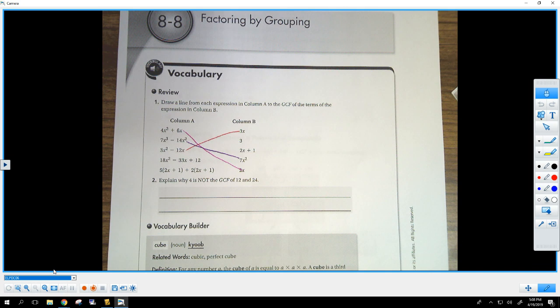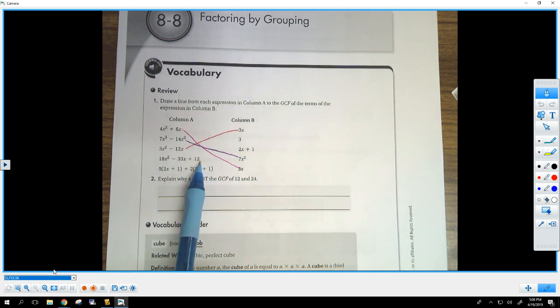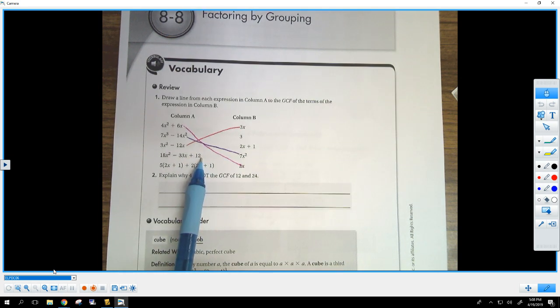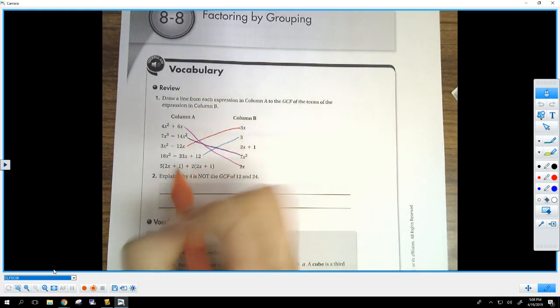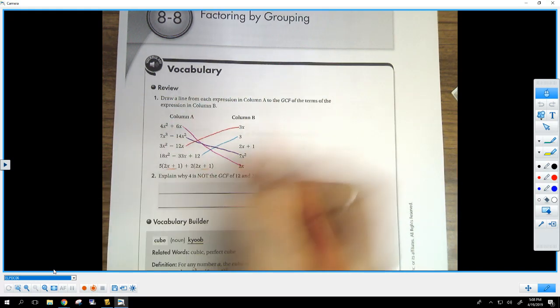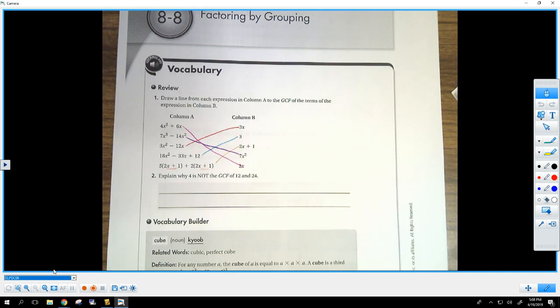Next expression is 18x squared minus 33x plus 12. I can't take out any variables because this last term has no variables. Because this is 3 and 11, I can take out only a 3. So I'm going to match it to the 3 by process of elimination. Plus, this has 2x plus 1 and this has 2x plus 1, so I'm going to connect those. That greatest common factor is going to be 2x plus 1.